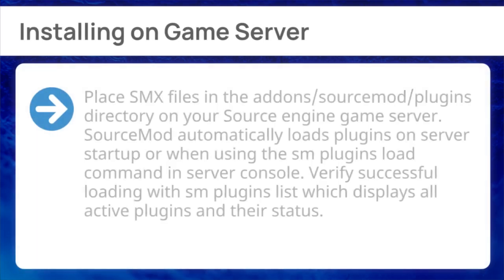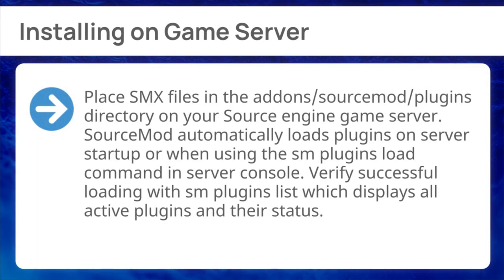First, installing on a game server. Place SMX files in the addons/sourcemod/plugins directory on your Source Engine game server. SourceMod automatically loads plugins on server startup, or when using the sm plugins load command in the server console. Verify successful loading with sm plugins list, which displays all active plugins and their status.